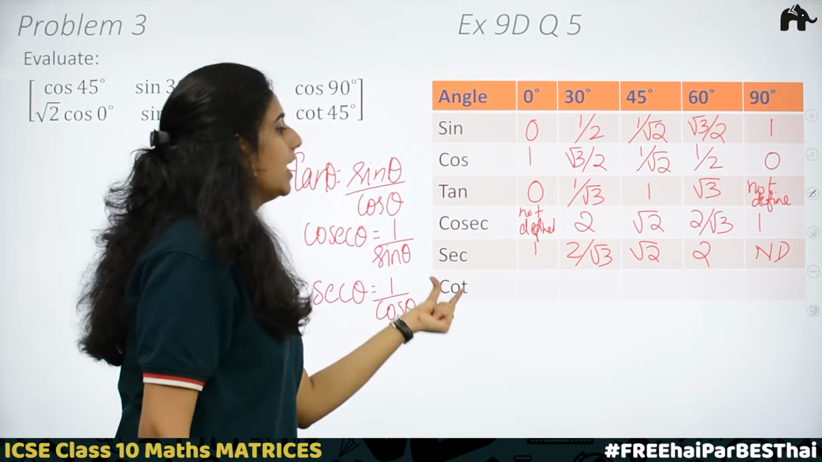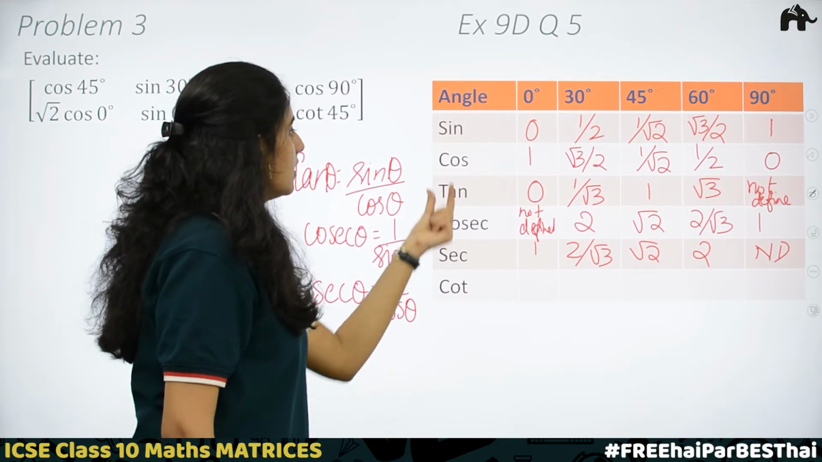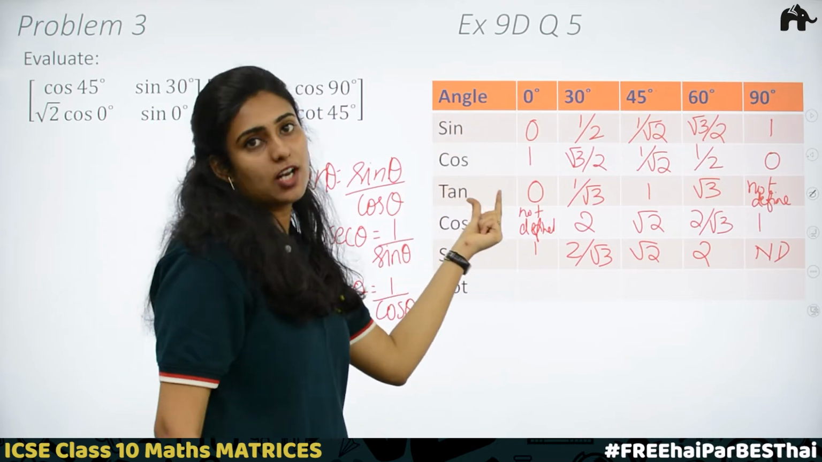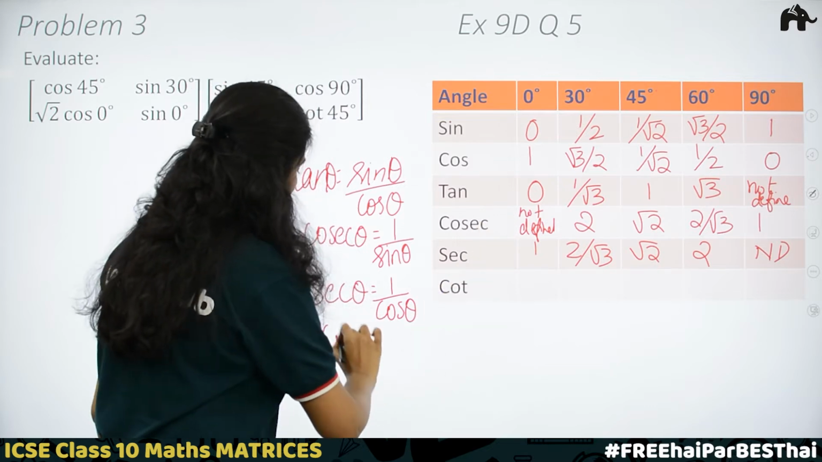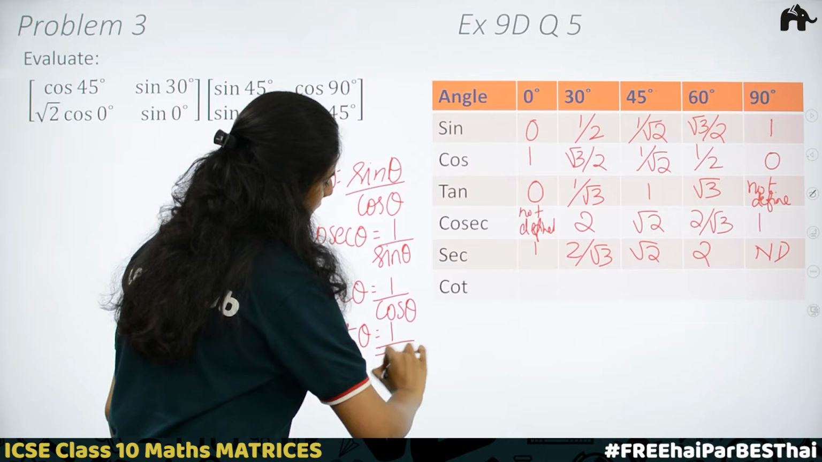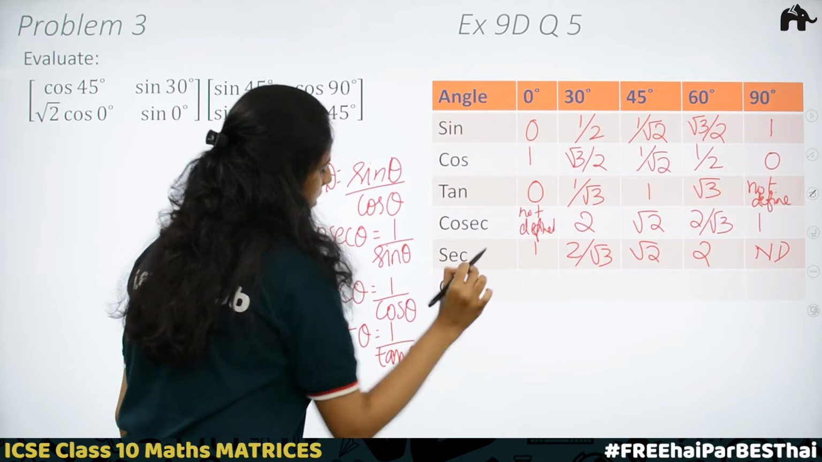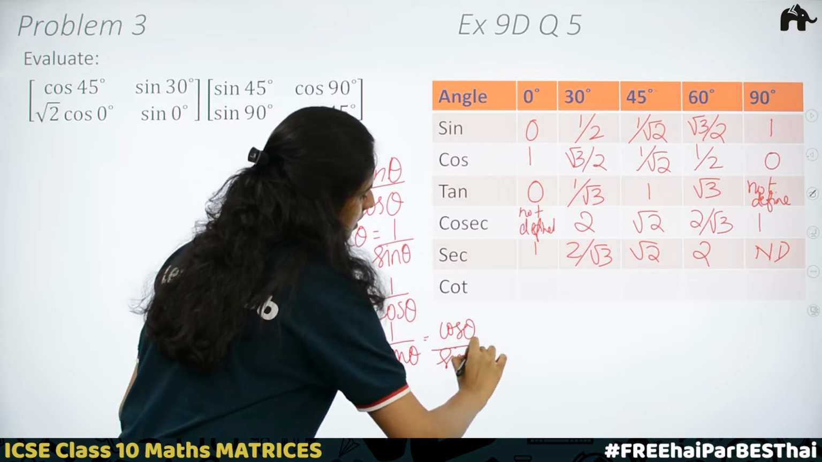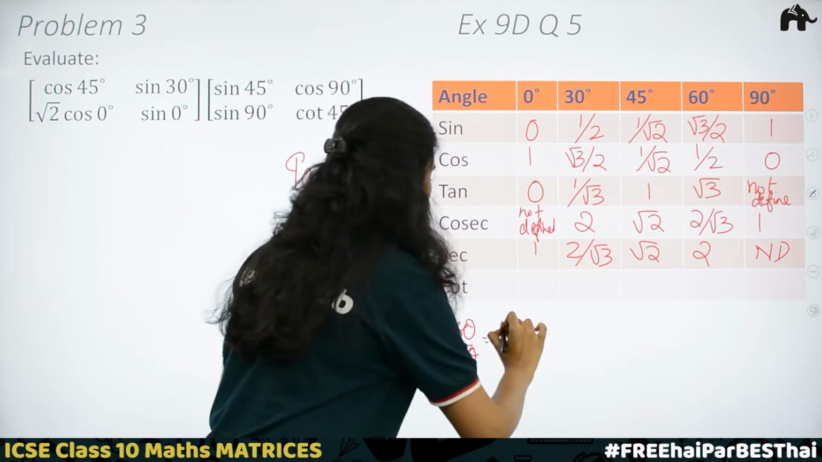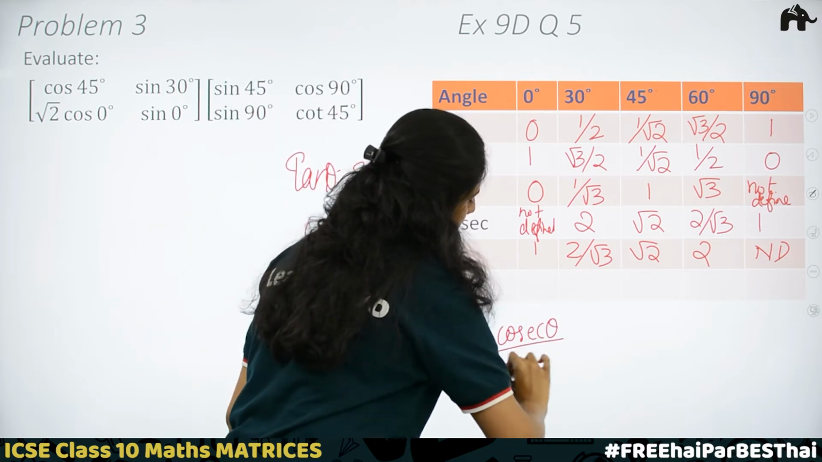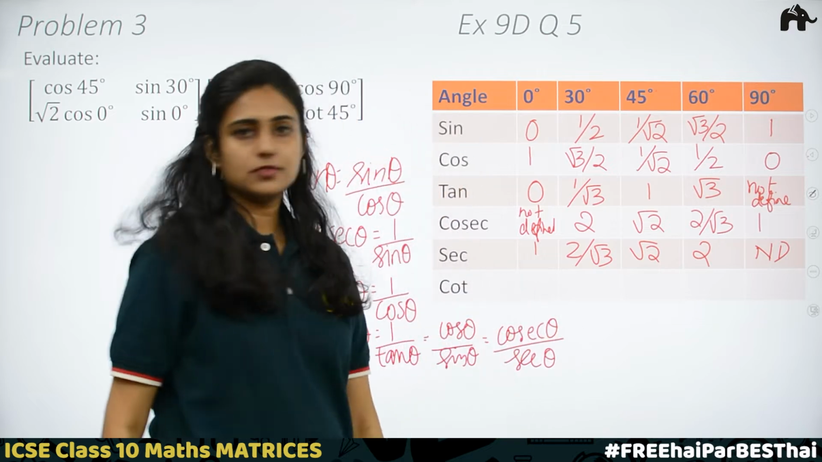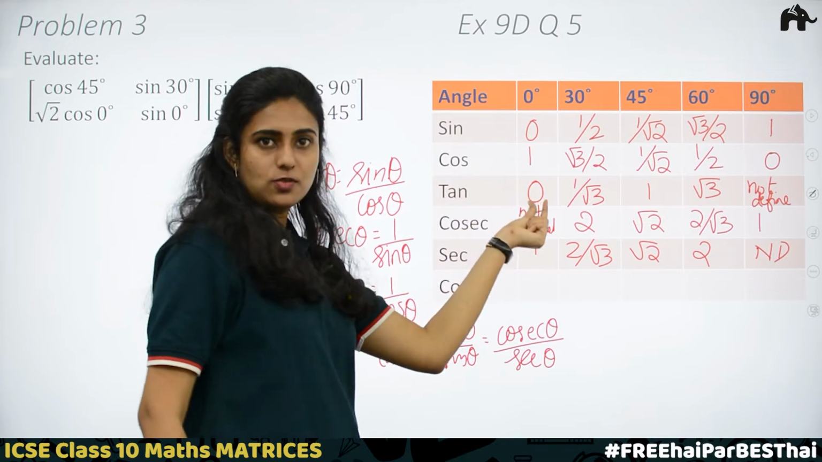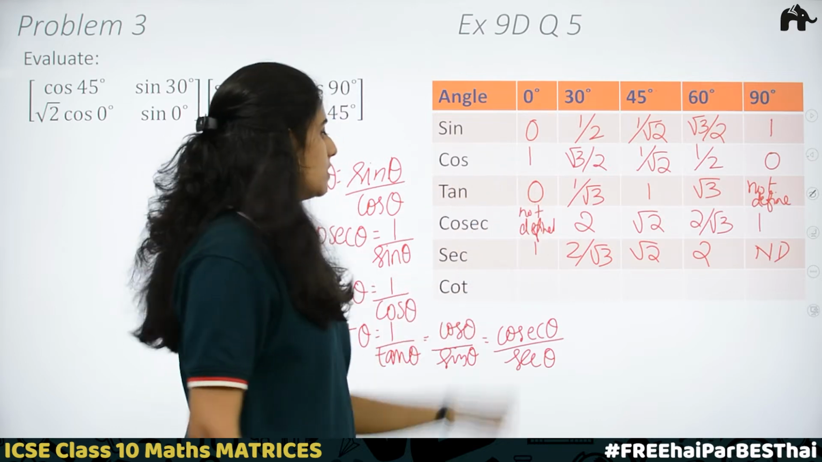Clear? Now to get cot, either you can find cos by sine or cosec by sec or take the reciprocal of tan. Okay? Cot theta is equal to 1 by tan theta, or that is equal to cos theta by sin theta, or that is equal to cosec theta by sec theta. Okay. First, to get cot 0, here we have tan 0 equal to 0. Then what is 1 by 0? 1 by 0 is not defined.